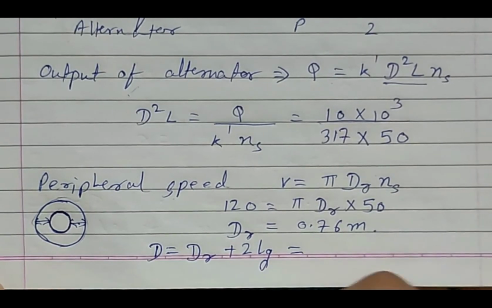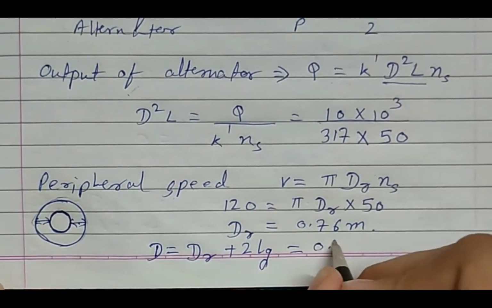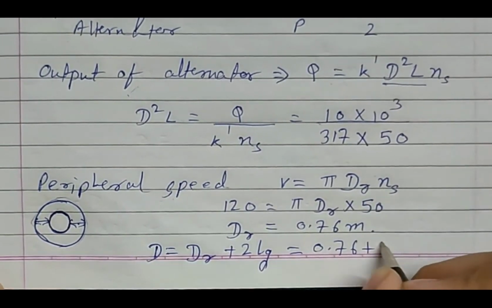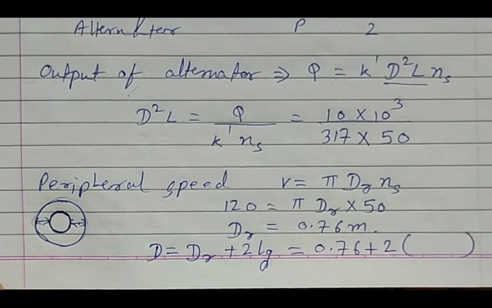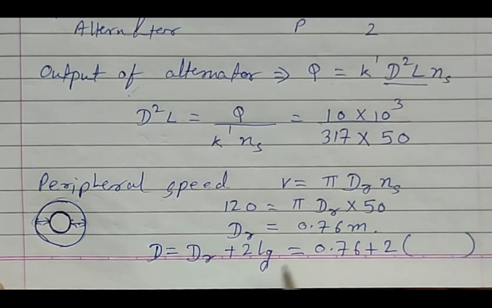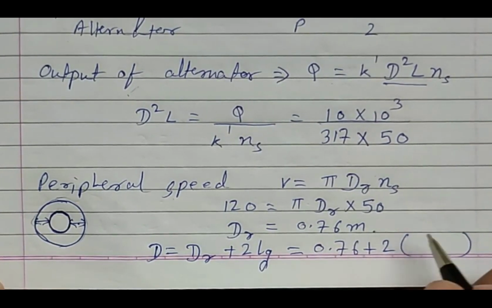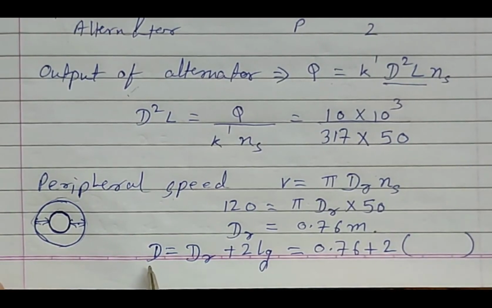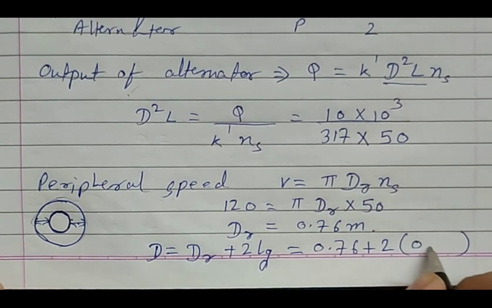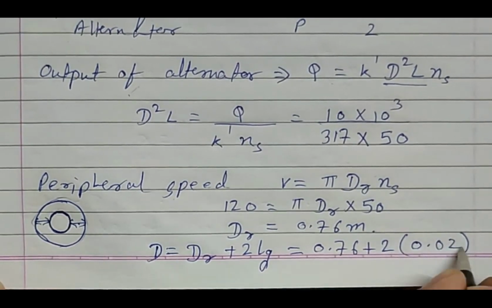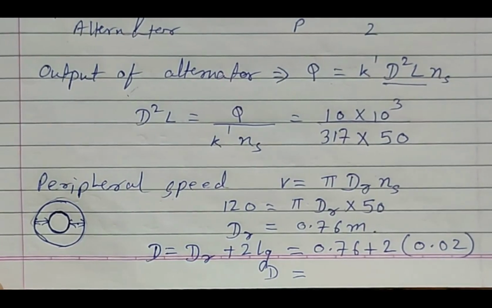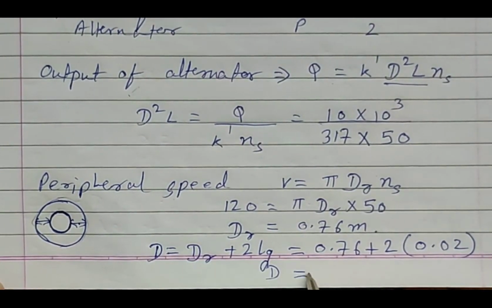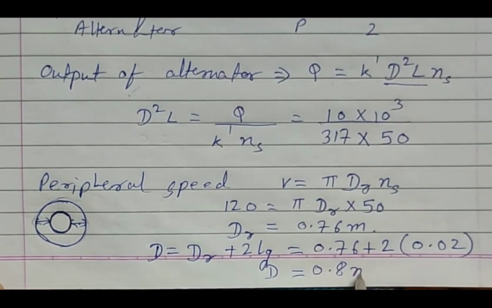Substituting the values, we know that the value of Dr is 0.76 plus twice the value of the length of air gap, which is given as 2 centimeters. Converting it into meters, because my Dr is in meters and I want my capital D in meters, this would be twice 0.02. So my capital D turns out to be 0.8 meters.